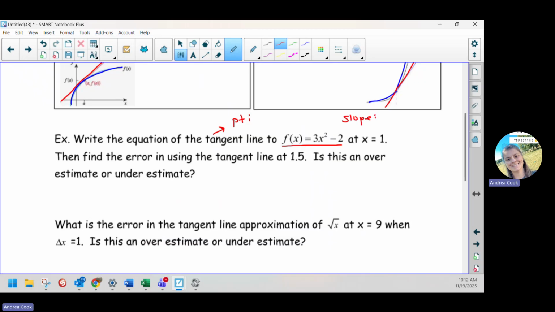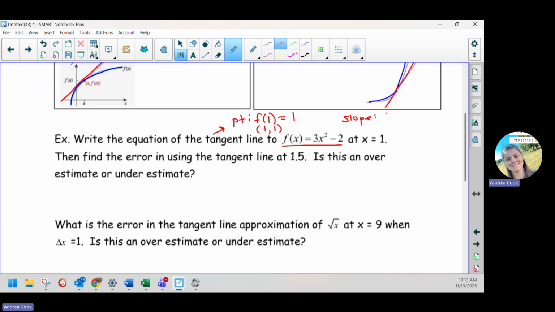So to find our point, we're going to need to find f of 1. If you plug 1 into the function, you get 3 minus 2, which is 1. So our point is (1, 1).